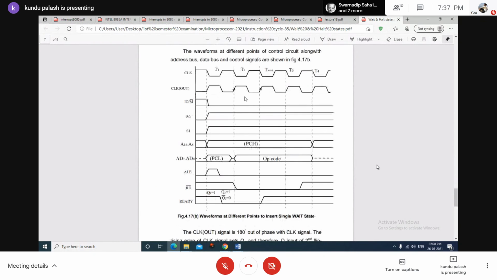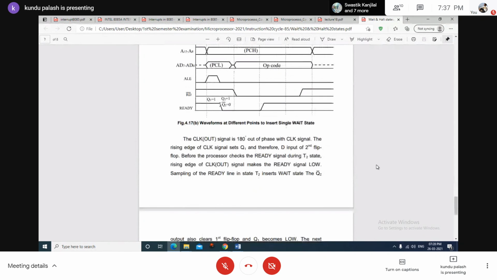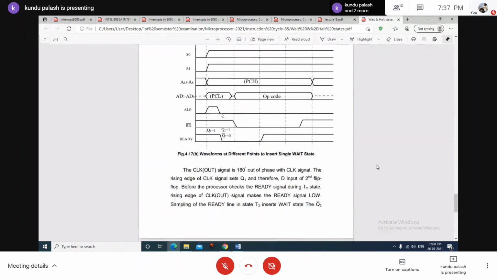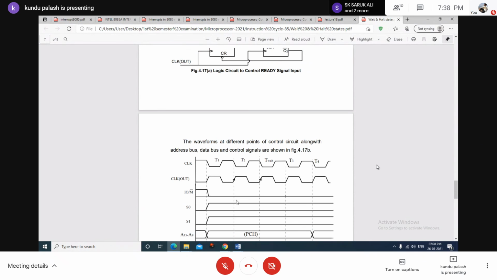In fact, according to the logic circuit, the ready signal will show the transition at the middle of the first T state, and it will be there until after the finishing of the second T state. So that is the timing operation. That is the time delay generated by this signal.